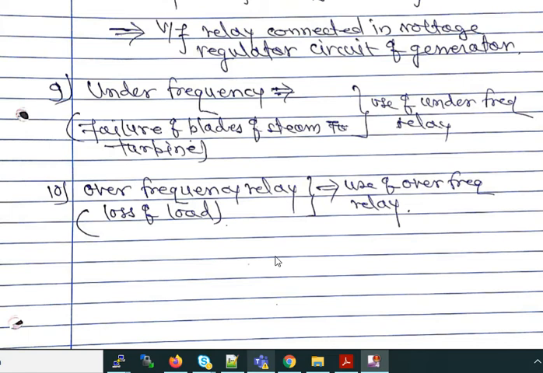Because of the loss of load. Nowadays, because of the coronavirus and lockdown in India, the electricity boards are facing over frequency problems, and we have to use the over frequency relay for its protection.